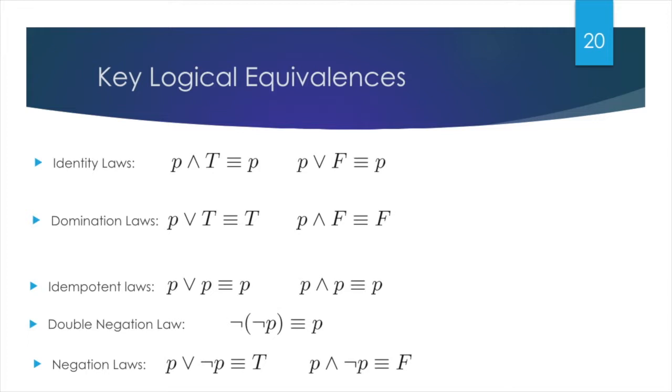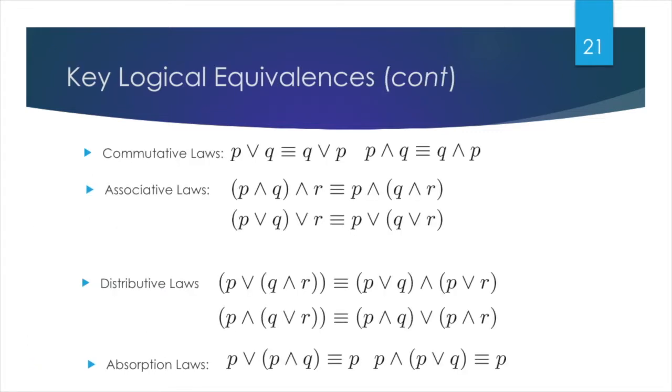And also there is another negation law, which is P or not P is equivalent to true, to a tautology, because you are basically mixing the value with its inverse, and this leaves you with a tautology. Once you have a statement and you AND this statement with its negation, its inverse, you end up with a contradiction.